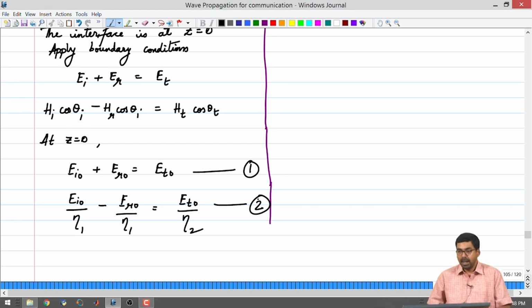Okay. EI naught, ER naught, ET naught, etc. All right. Let us say that we want to find out the ratio of ER naught to EI naught, ET naught to EI naught. So, if you consider EI naught as unknown, ER naught as unknown, ET naught as unknown, then there are 3 unknowns and we have only 2 equations, right. So, we cannot solve. So, we take the ratio of ER naught to EI naught, ET naught to EI naught, all right. Oops, cos theta I, both the cases.